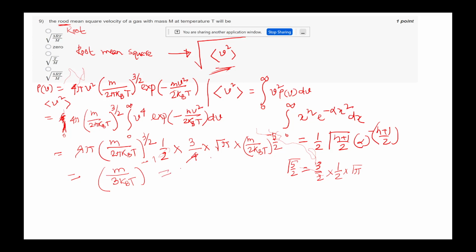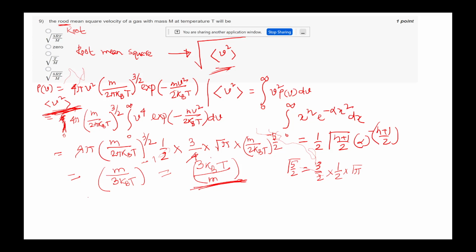This thing we will see is 3 kbt by m, because you can see this kbt, and this 3, if we take it here, is 3 kbt, and there will be minus 1. This calculation is clear, right? Yes. So this is for one molecule. This is for v square, right? We have to take the root.